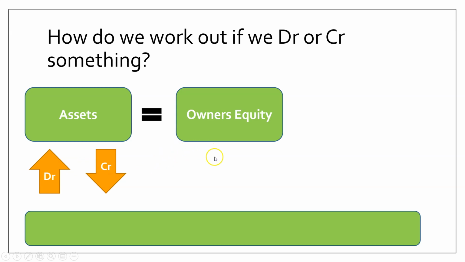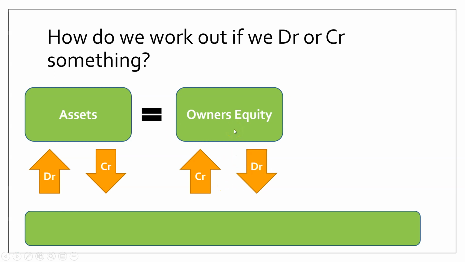Now we move on to owner's equity. So to increase owner's equity, I credit. Let's say I've issued some share capital to a new person who now owns part of my company. I issue them $500 of share capital. They now have an interest in my business, or some owner equity in my business, so I would credit $500 of share capital.